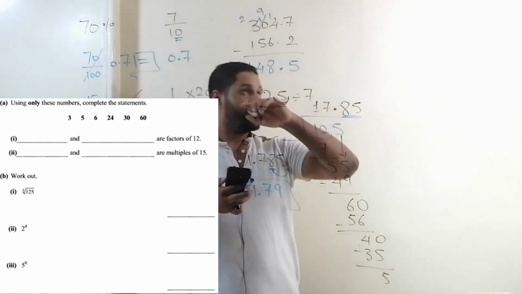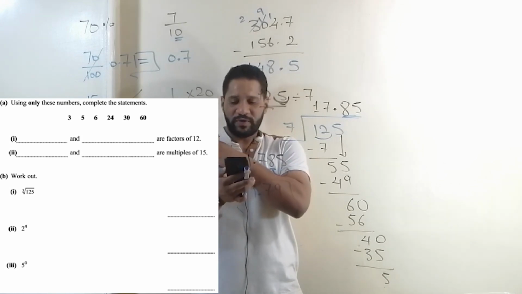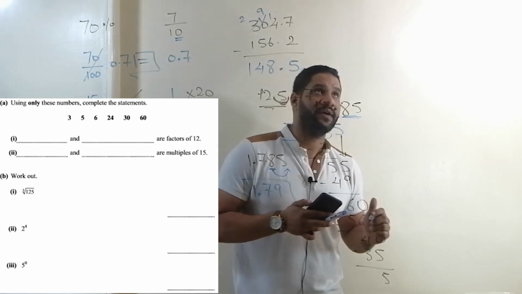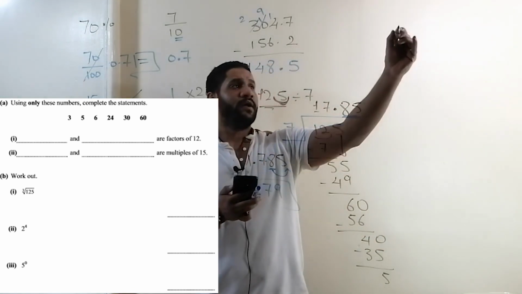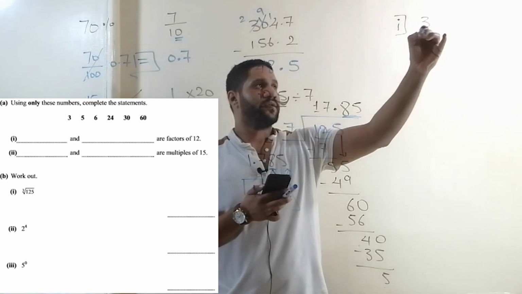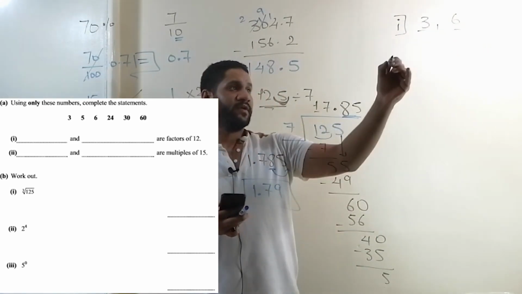So if we look at 15a, I can see some numbers, and they want me to find the factors of 12. I can see that 6 and 3 are factors of 12. Why? Because 6 times 2 gives 12, and 3 times 4 also gives 12. So 3 and 6 are called factors of 12.